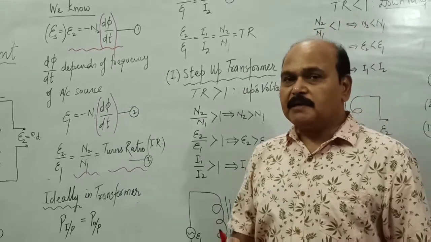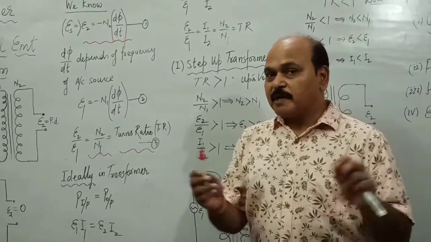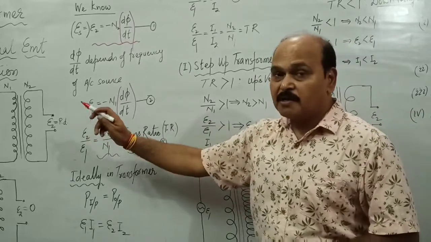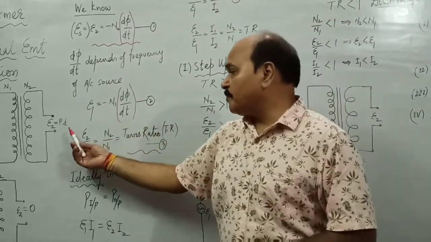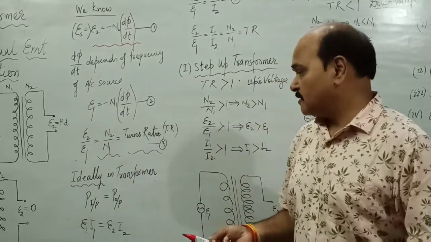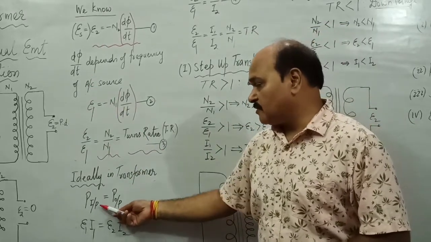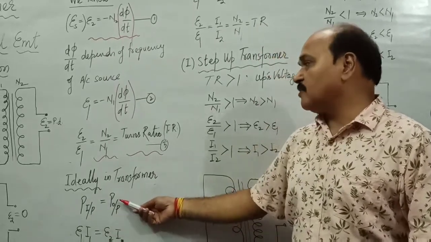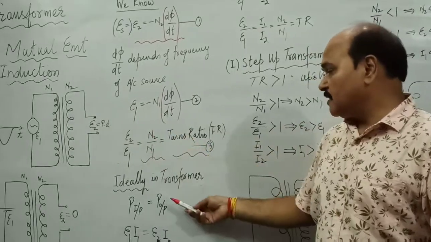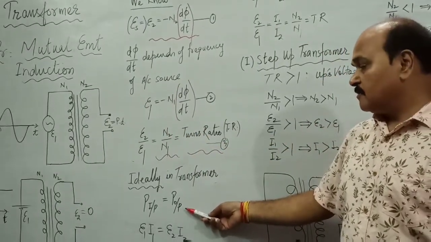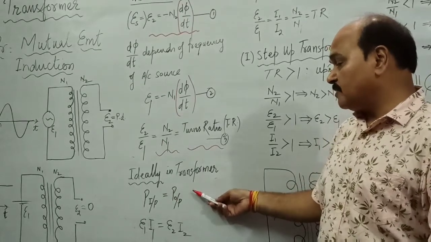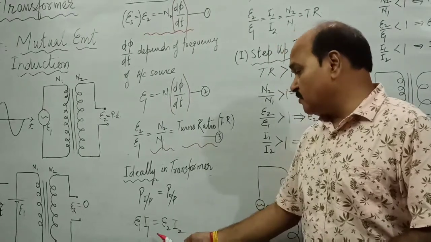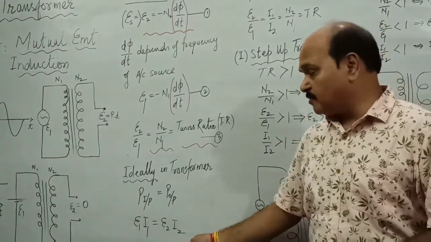Ideally in any transformer, we assume that there is no loss of energy. So whatever energy is connected across the primary coil per second, the same amount of energy is obtained across the secondary coil per second. So what is this energy connected across the primary coil per second? That is called power input. And energy obtained across the secondary coil every second is called power output. So ideally power input is the same as power output. In that case E1 I1, that is power input, is going to be the same as E2 I2, the power output.